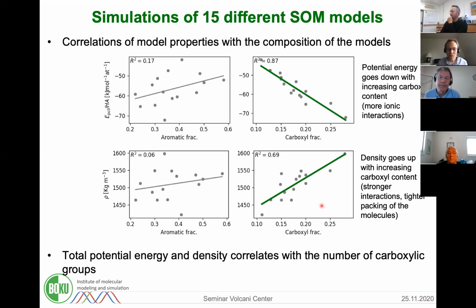This works, so we do see correlations with the carboxylic fractions. It turns out that basically we don't see any relevant correlations with the amount of aromatic groups. So this is not a good correlation. But we see a correlation in terms of the density, again, in terms of the energy. And this also leads us already to a molecular interpretation of this as well. As we have more carboxylic acids, the ionic interactions get stronger. That leads to a lower overall energy in my system. And stronger interactions lead to higher densities, more strongly packed molecules. Yeah, so I can relate this together.